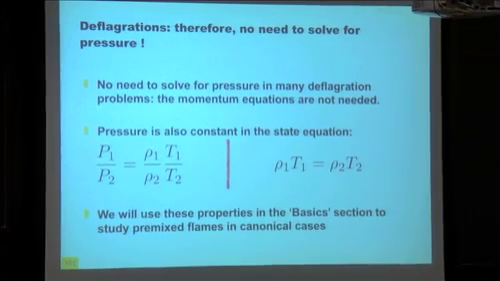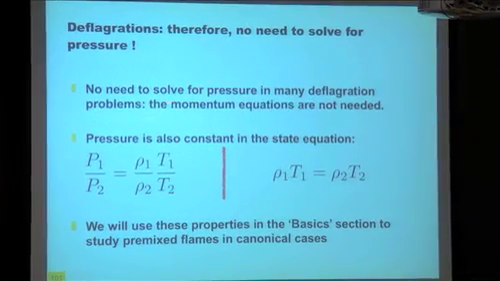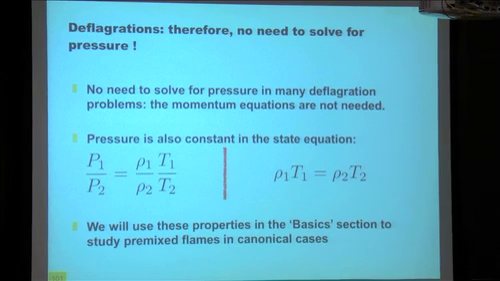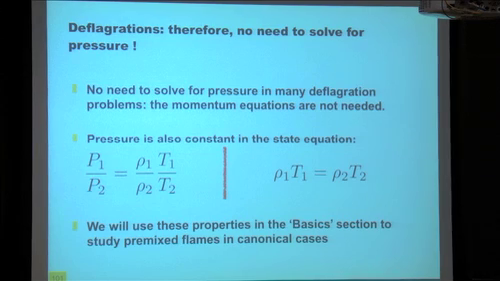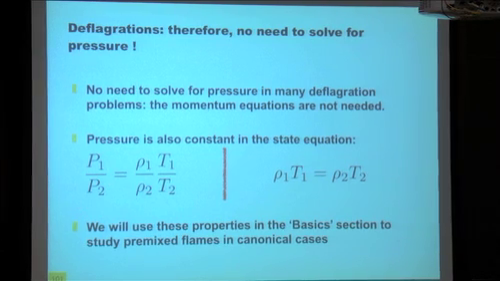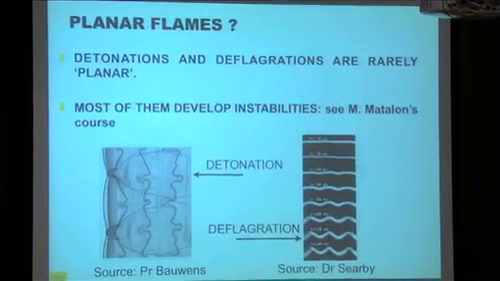And we'll use that when we develop theoretical models today or tomorrow morning. We won't even use the momentum equation. You will need the momentum equation if you want to find the pressure, but otherwise, you can forget about it. It means also that when we need to use the state equation, we can say that P1 is equal to P2 for deflagration. You can forget about the pressure dependence, and that will give you a simplified state equation at every point. And we'll use that in the theoretical part.